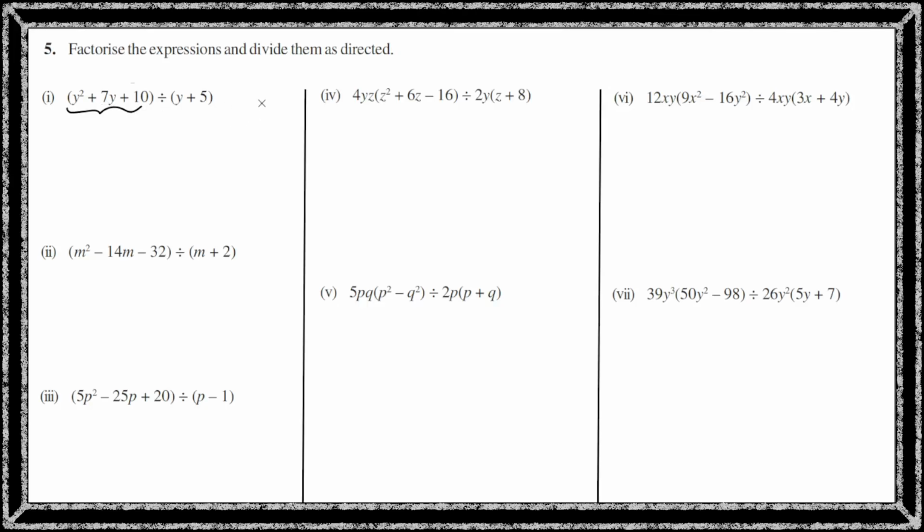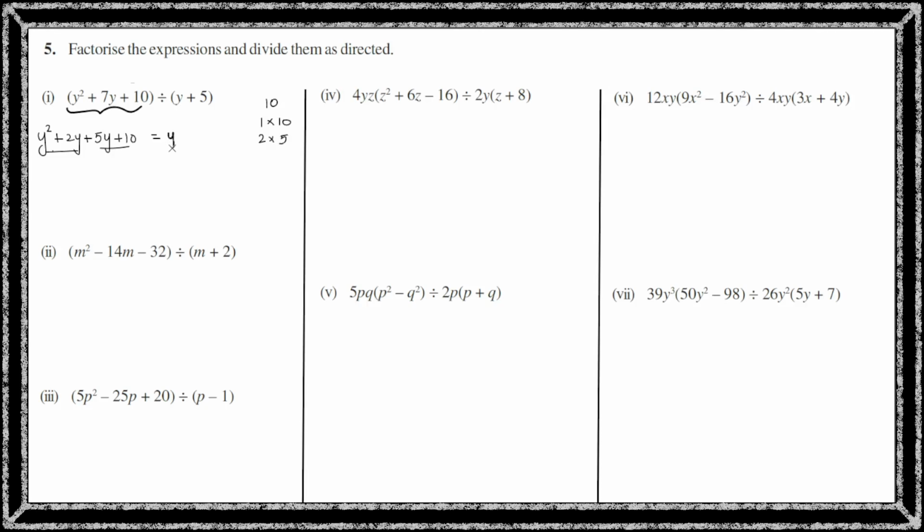Next, what we will do is try to write the constant term as a product of two factors whose sum is the middle term. 1 into 10 will not work because I have 7. 2 into 5 is going to work, right? So I'm going to split the middle term and write it as 2y plus 5y plus 10. Now I'm going to pair this and do the factorization.